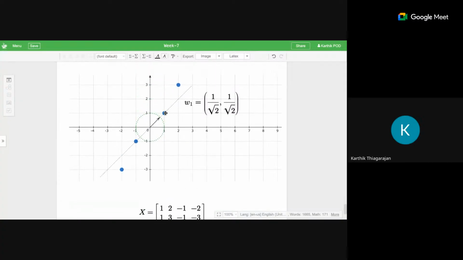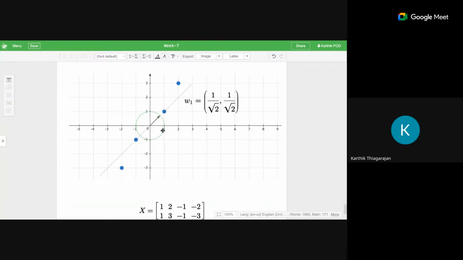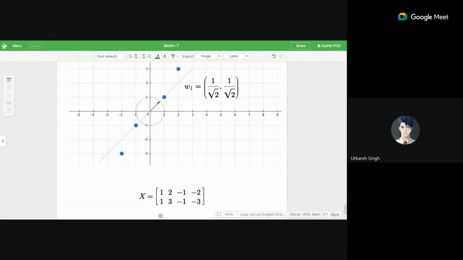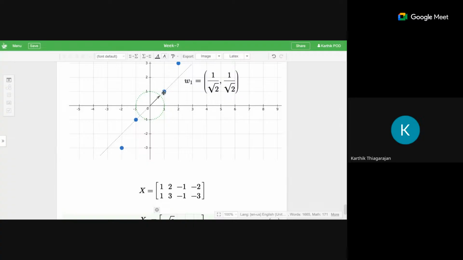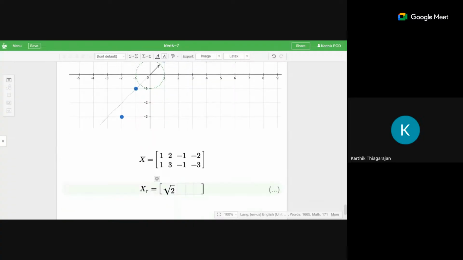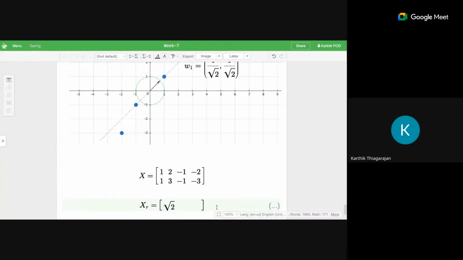The projection of (1, 1) onto this line is 1 by root 2, plus 1 by root 2, which is 2 by root 2, so root 2. So I can now represent this point as root 2 in my new coordinate, x_r. The dimensionality-reduced version coordinate of this is root 2.